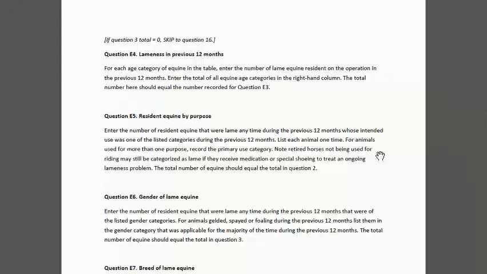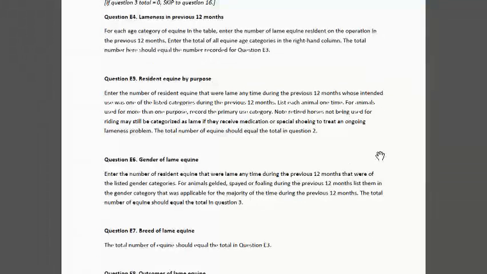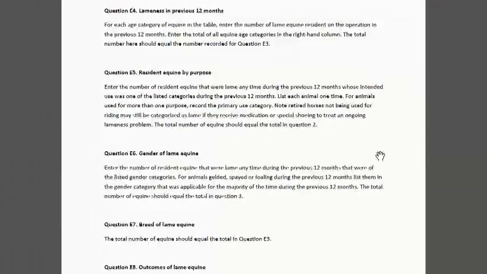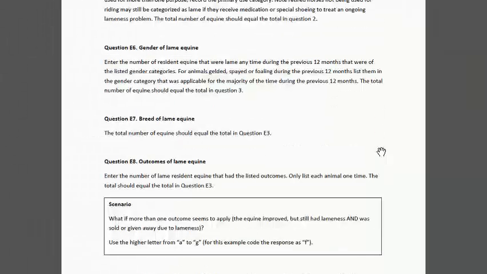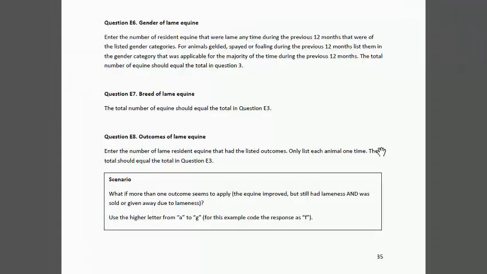Questions 5 and 6 are relatively straightforward. They go to the use of the animals, that is lame resident equines, and the sex of the lame horses. We're not talking about all the horses, just the lame ones. Same with number 7, that goes to breed. And again, the total, so if you're looking at 7, that would be 7S, should equal the total under question 3.